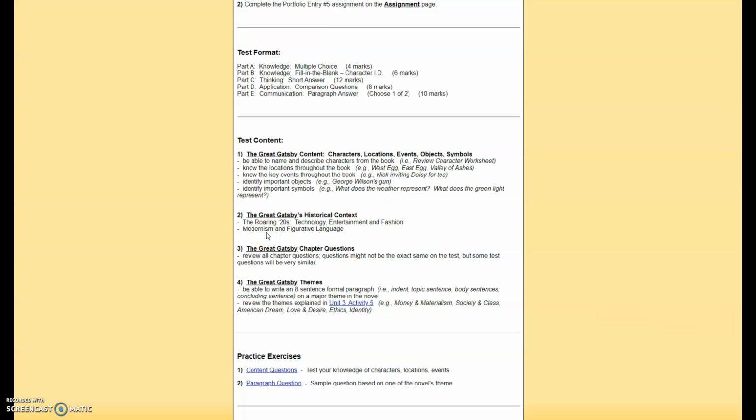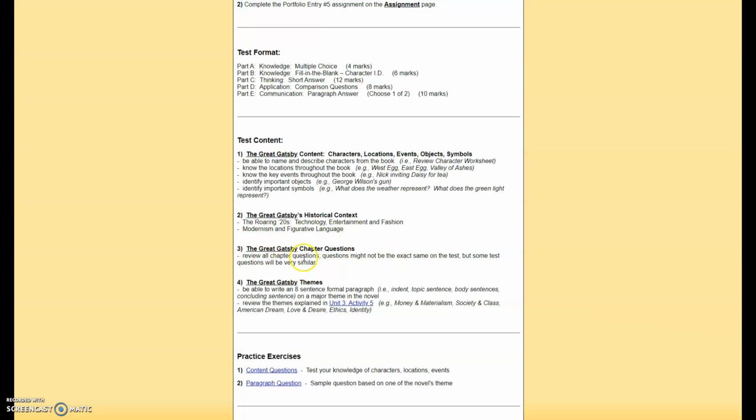Modernism, we looked at modernism in Unit 3, Activity 2. So I would expect you to know that this book is considered a modern book. Books that came out after The Great Gatsby kind of copied The Great Gatsby and used its style. And so I would expect you to have a general understanding of what modernism is. Again, I wouldn't ask you to write a big paragraph or anything on modernism, but there could be a multiple choice question. So go back and look at Unit 3, Activity 2 and the little notes on modernism.